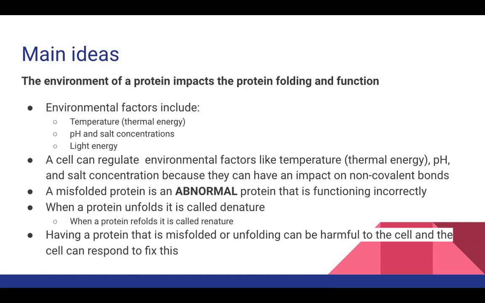But if we have a protein that is misfolded, that means it's denatured and it's abnormal. When it's misfolded, we're changing its structure or its shape. And we know for proteins, once we change structure, we're changing the function. So when a protein misfolds, it does not do its proper function that we need it to do for the cell. And the cell has some ways to fix these unfolds, and we're going to talk about these later on the slides.